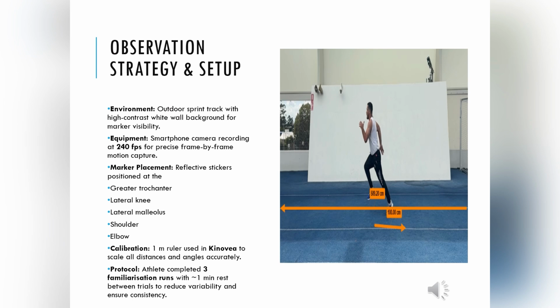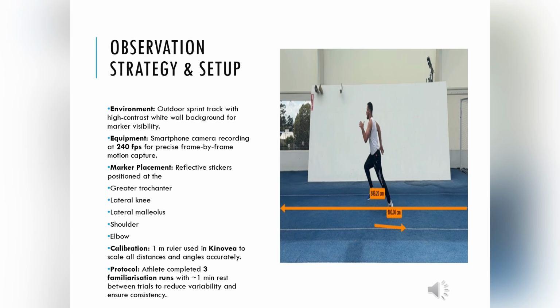The observation strategy and setup used in this analysis included the sprint trial being recorded on an outdoor track using a smartphone camera at 240 frames per second. Reflective joint markers were placed at the greater trochanter, lateral knee, lateral malleolus, shoulder, and elbow. A 1 meter ruler was used for calibration within the Kinovea software to ensure accurate distance and angle scaling. The background was a high contrast white wall to facilitate marker tracking.